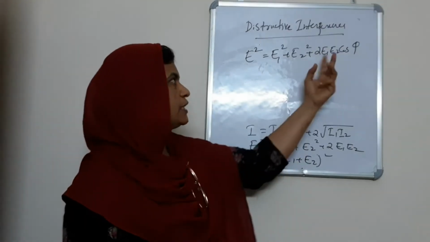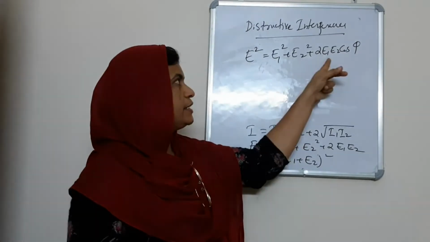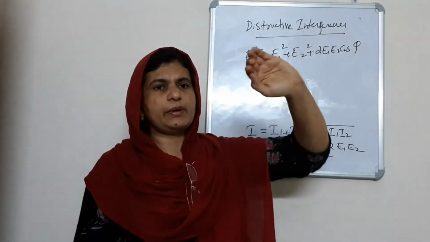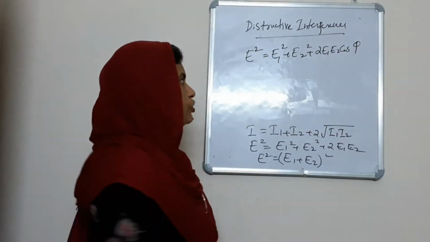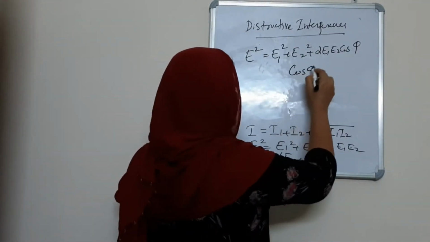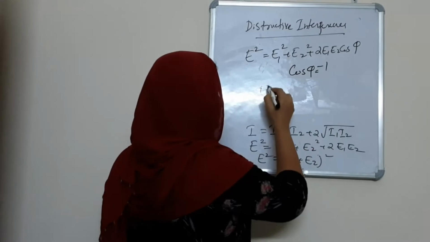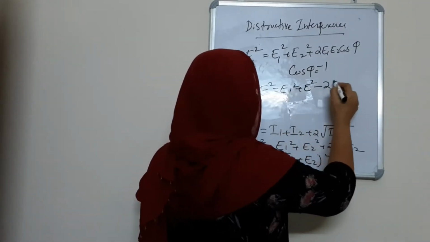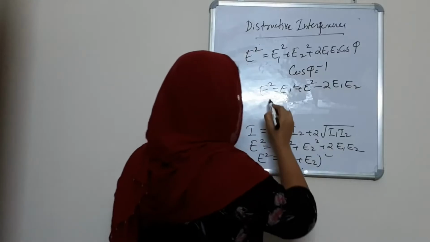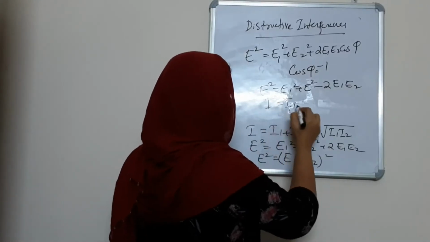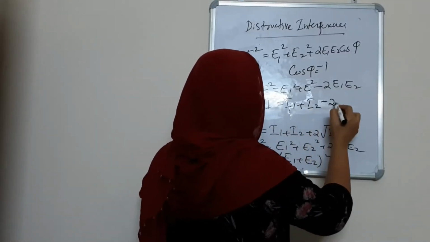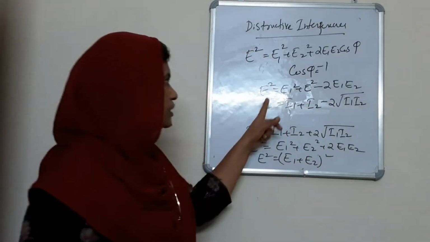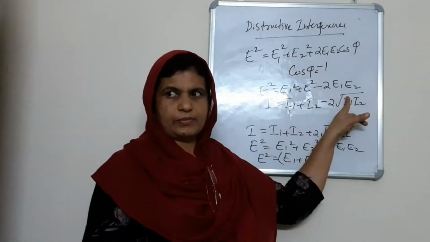Minimum value means this term is negative, so cos phi should take its maximum negative value, which is minus 1. Therefore, cos phi should be negative 1. That is, E square is equal to E1 square plus E2 square minus 2E1 E2, and I is equal to I1 plus I2 minus 2 root I1 I2. This can be written as E square is equal to E1 minus E2 whole square.